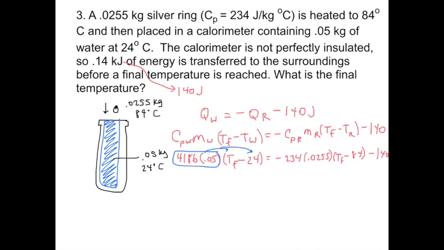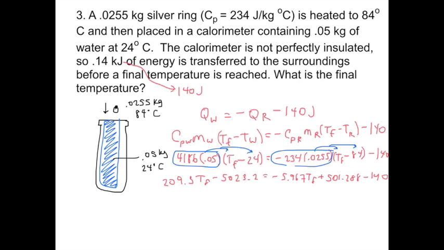I'll do this on both sides to simplify this equation. I'm left with 209.3 times the final temperature minus 5,023.2 equals negative 5.967 times the final temperature plus 501.288 minus 140.